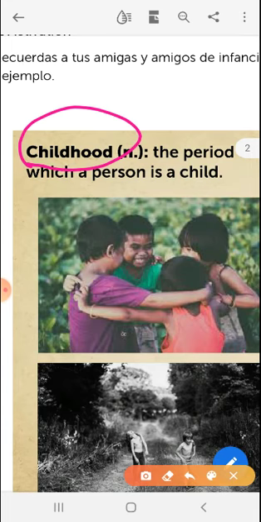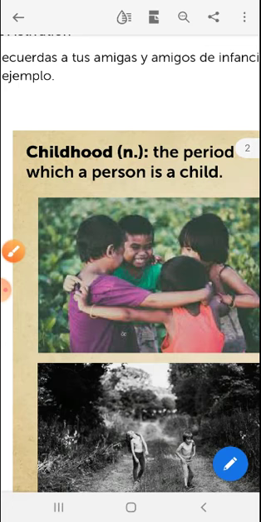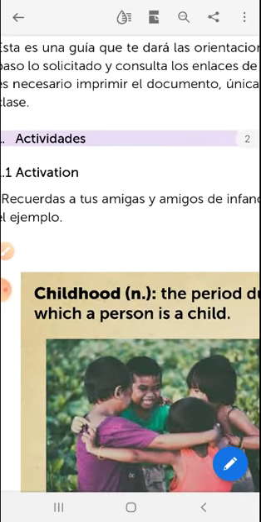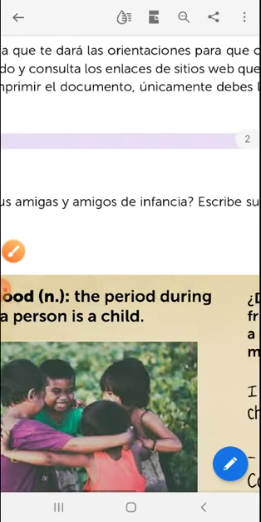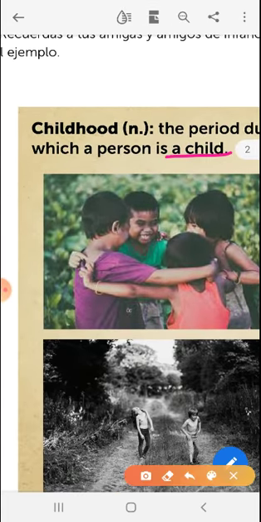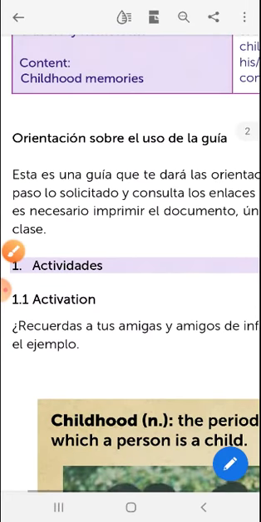Our childhood. This is a child. We were all children at some point in our lives, yes? In the past. For example, remember that your father was a child. You were a child a few years ago. I was a child too. Children are little kids. Childhood is the period during which a person is a child. Niño o niña, a child. And childhood, la niñez, the period when you were a little kid, yes?